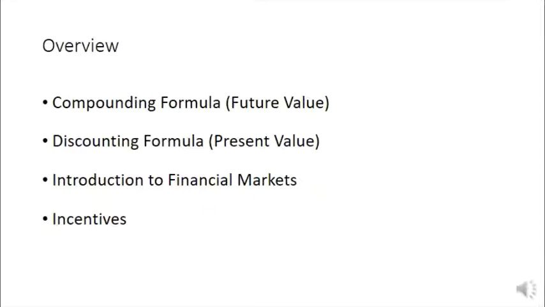That means we're going to go over some simple formulas. We're going to talk about how financial markets, a key feature of the economy, help us not only with saving and growing our funds, but also help the economy move forward and circulate dollars around the economy.